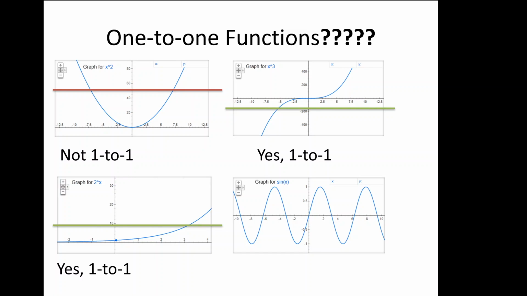If you pass a horizontal line at any y value between -1 and 1, that horizontal line will cross the curve an infinite number of times. Because this is a sine function, and the sine function is periodic. It keeps repeating that wave pattern. So not one-to-one.